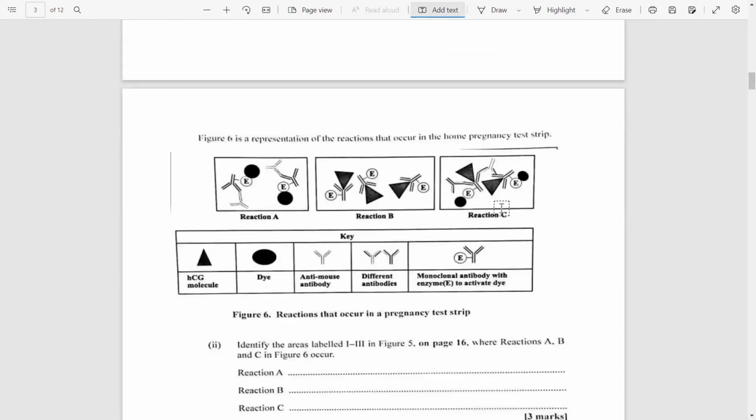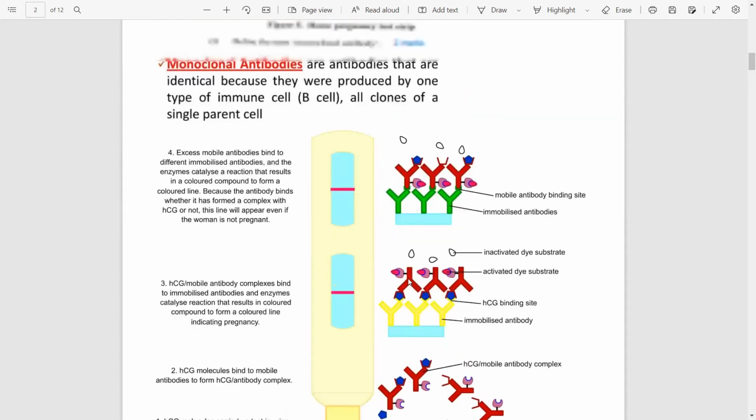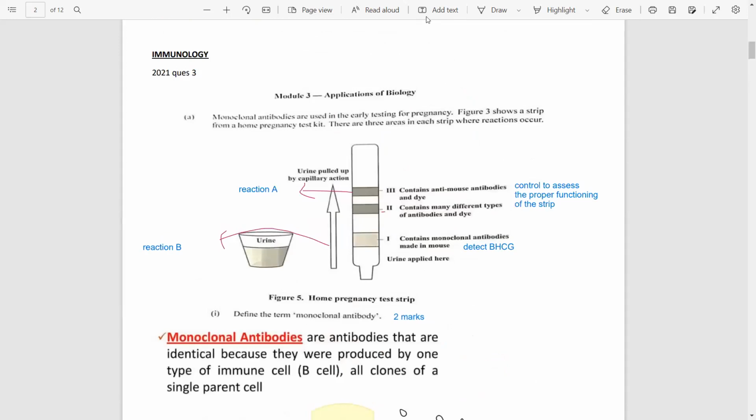So this is where she has beta HCG bonded to the antibodies. And then you have the immobilized antibodies bonded to the ones which have beta HCG. So that's what would tell you that she's pregnant, which is what was at part 2 of the strip. So that would be reaction C right here.